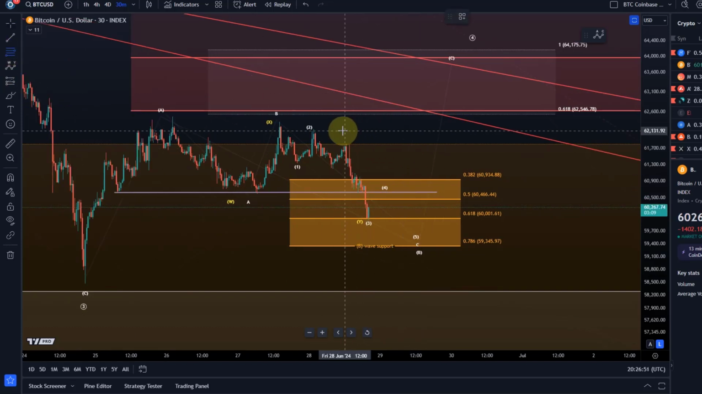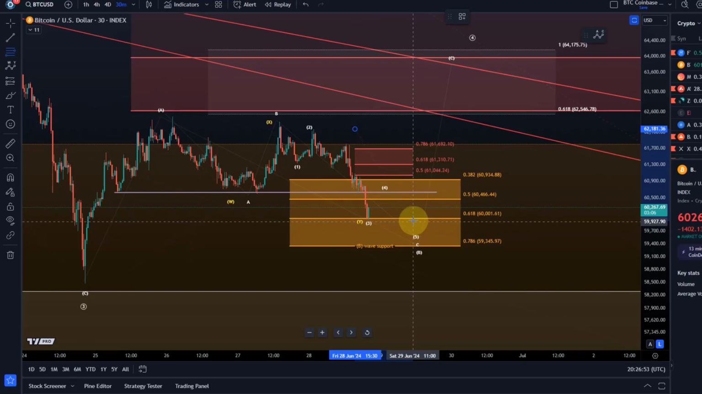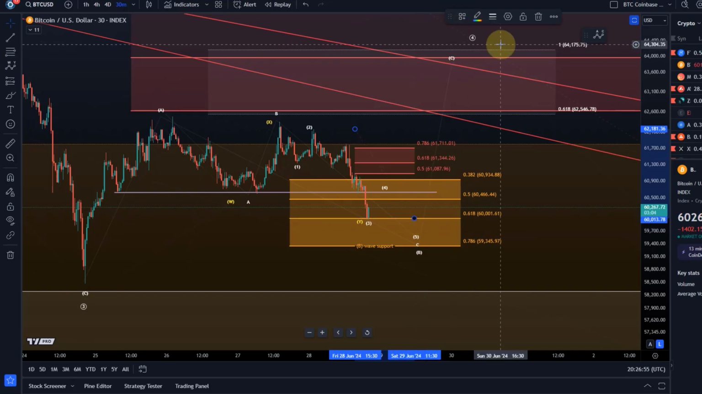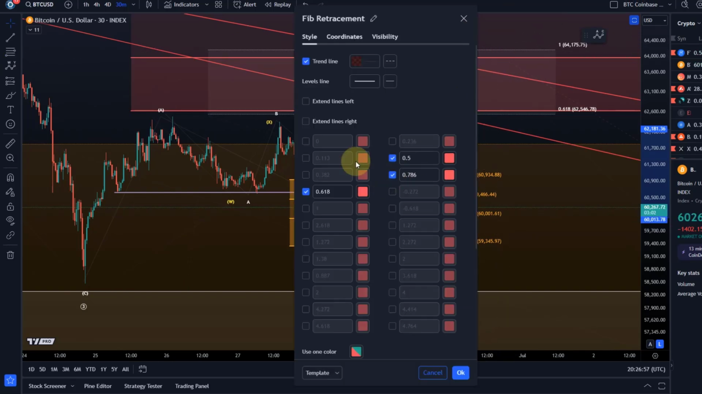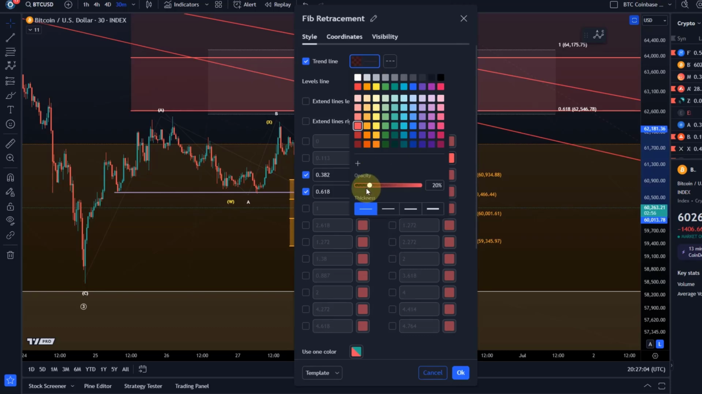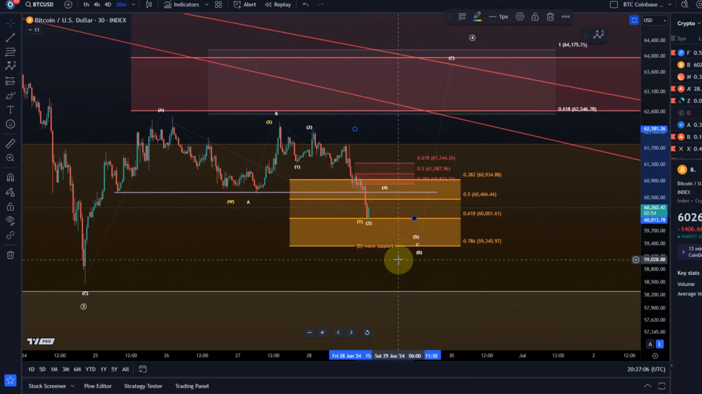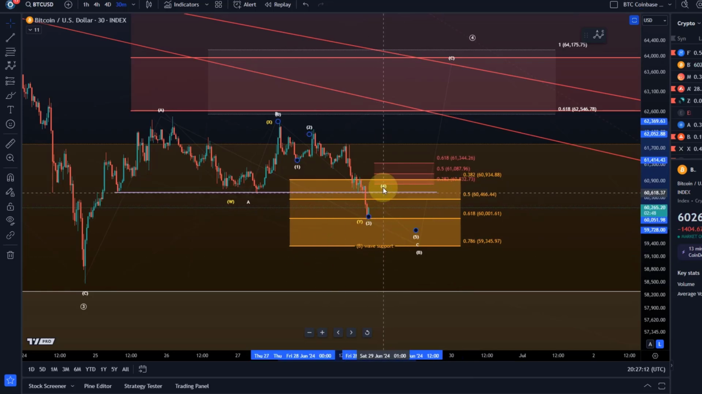Okay, what would be initial resistance? I can bring that onto the chart. It would be quite high, unfortunately, because I have to include the 61.8 retracement because we might be dealing with a diagonal. So it's between 60,832 and 61,344. So this wave 4 could get into this region. So we could get a bounce from here, and that is what Bitcoin might want to do on the weekend.